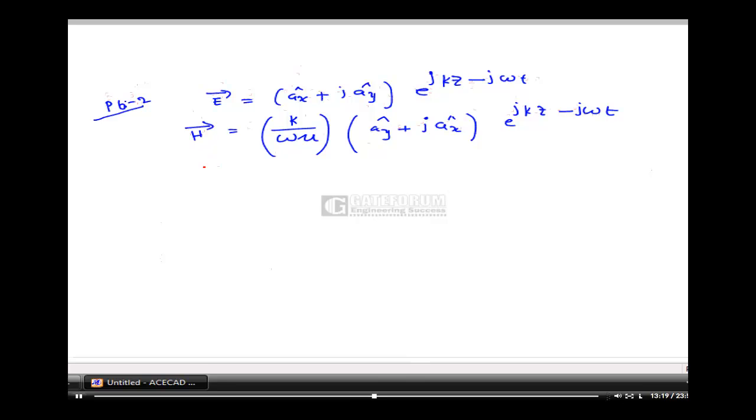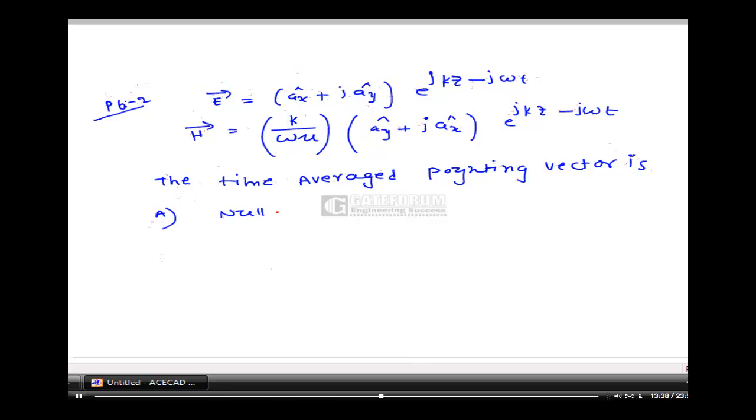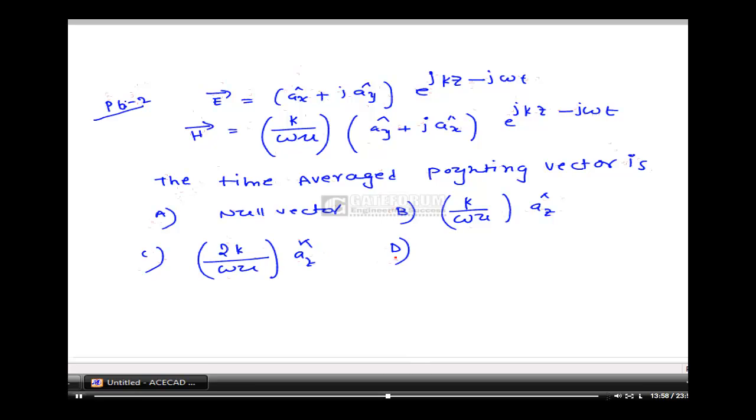The time averaged Poynting vector is: option A, null vector; option B, k by omega mu az cap; option C, 2k by omega mu az cap; option D, k by 2 omega mu az cap.